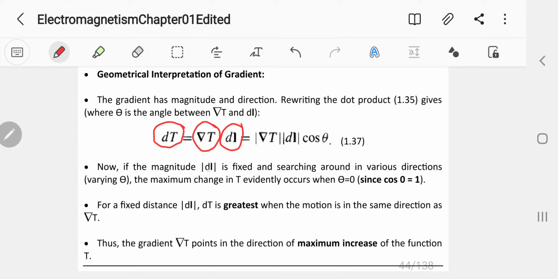Now, if the magnitude of dl is fixed and searching around the various directions, varying theta here, the maximum change in T evidently occurs when theta is equal to 0. That is when cosine theta is equal to 1. When cosine 0 is equal to 1. So that's the maximum derivative.